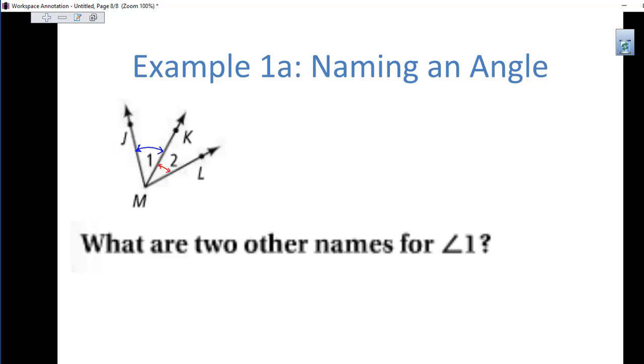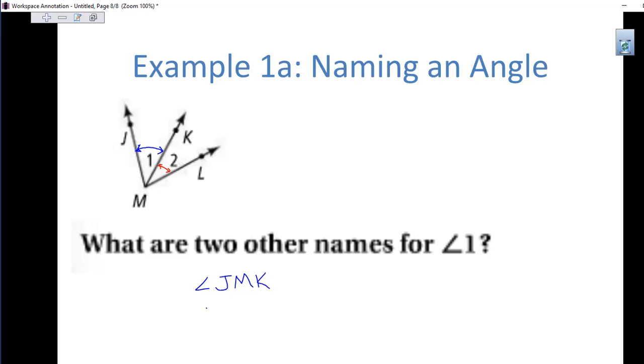So in this case it asks, what are two other names for angle 1? Well, we cannot just call it angle M because there are three angles here at the vertex M. We could have this angle 1, angle 2, and then the entire angle JML located here at the vertex M. They all share the same one. So one way to do it is by saying angle JMK. J to M to K. That talks about this angle measure here.